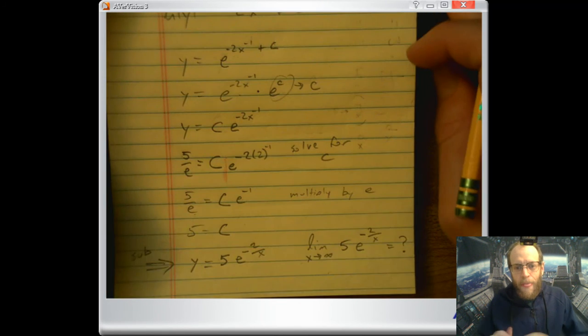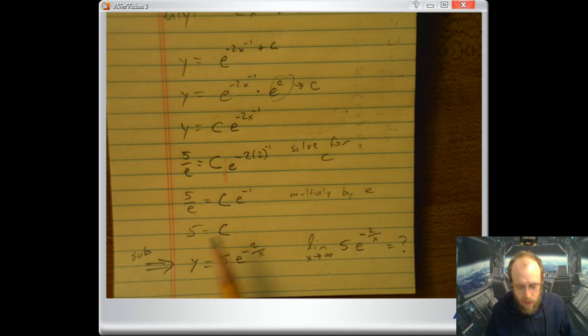So you get to the end, and you have this equation for y. But the question is, what is the limit as x approaches infinity of that equation? So here's what you want to think. Start where the x is.